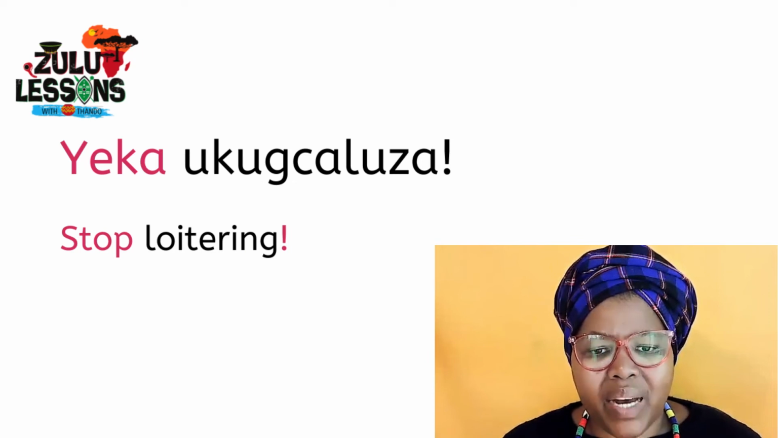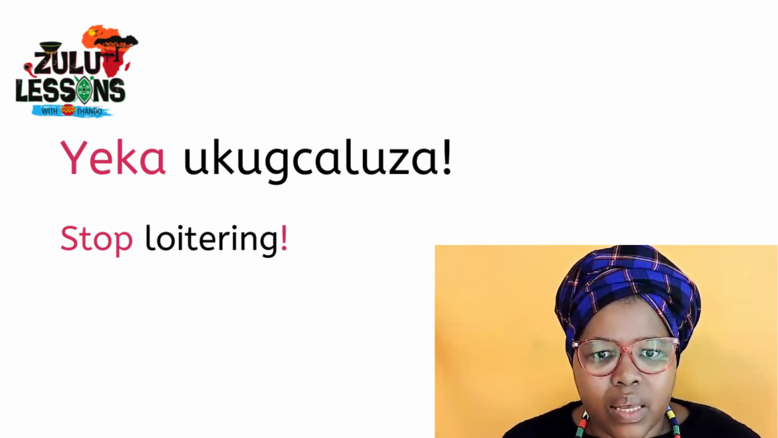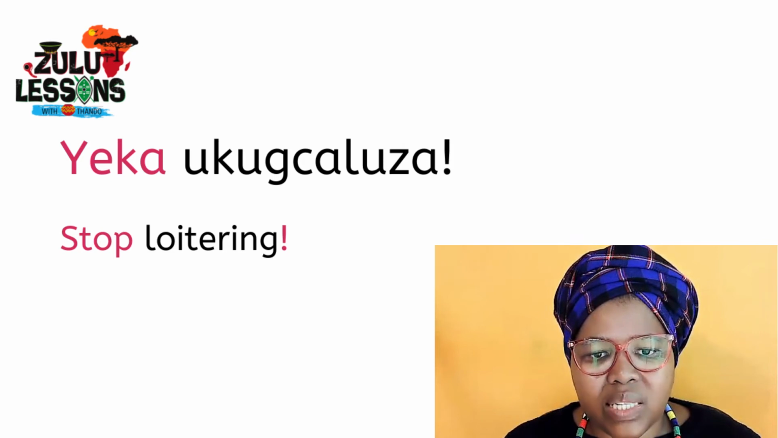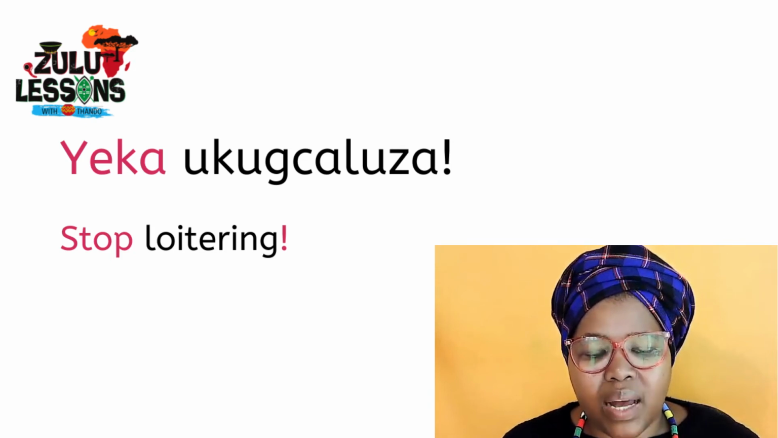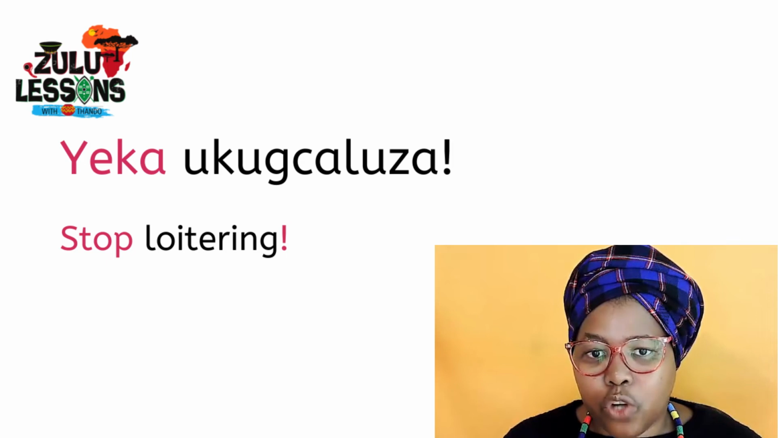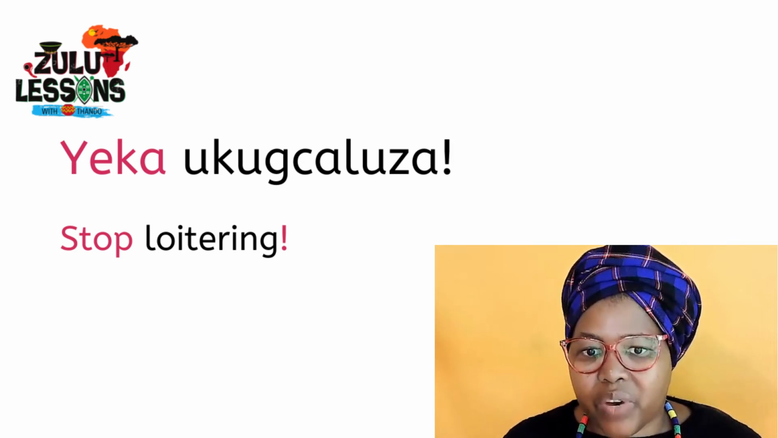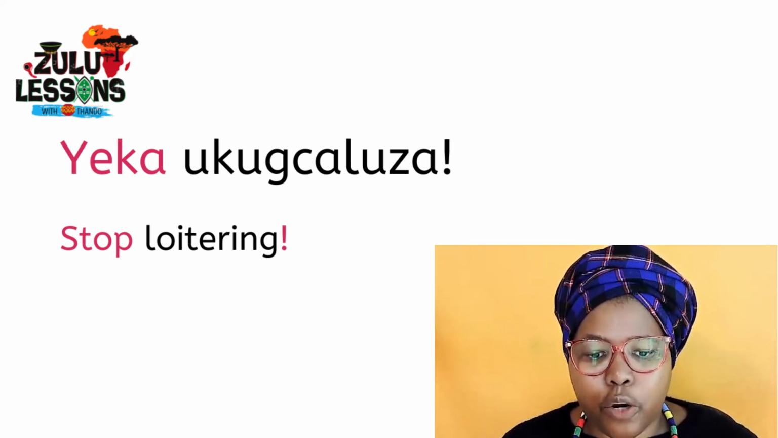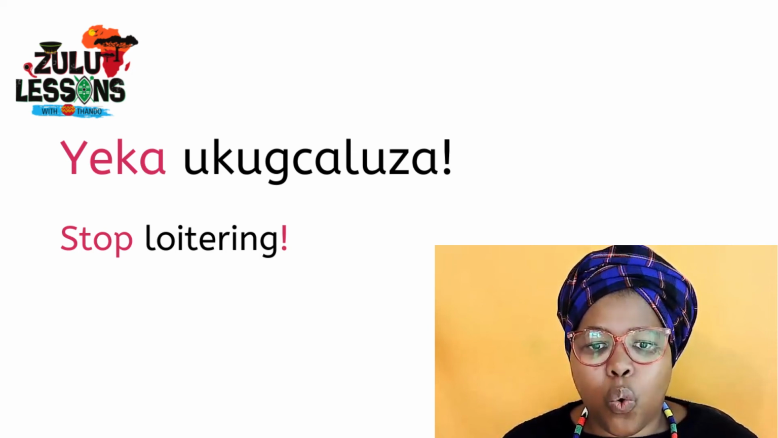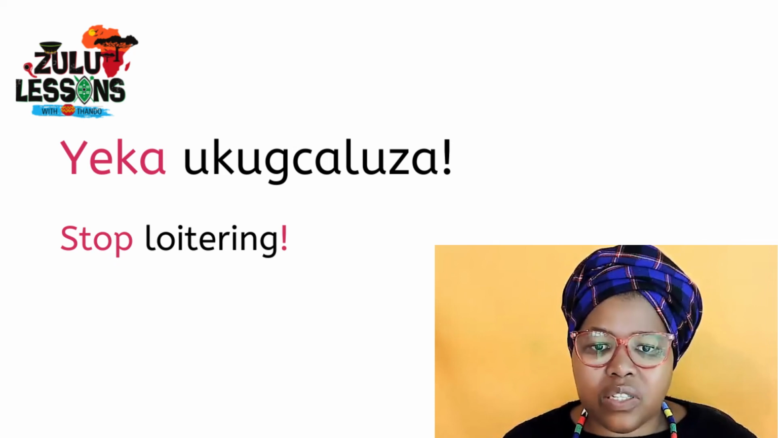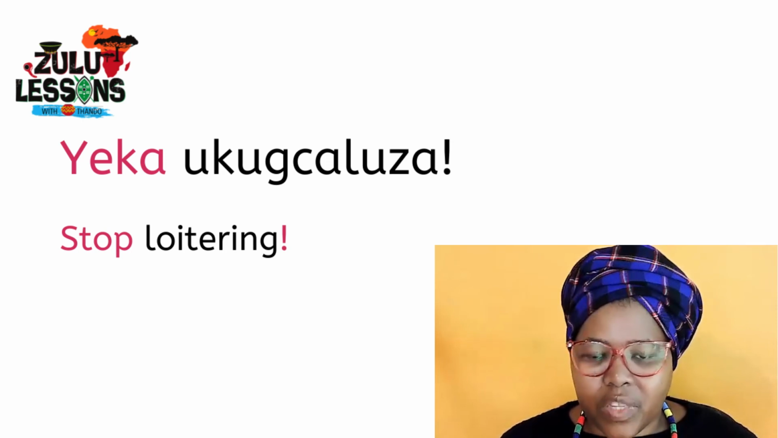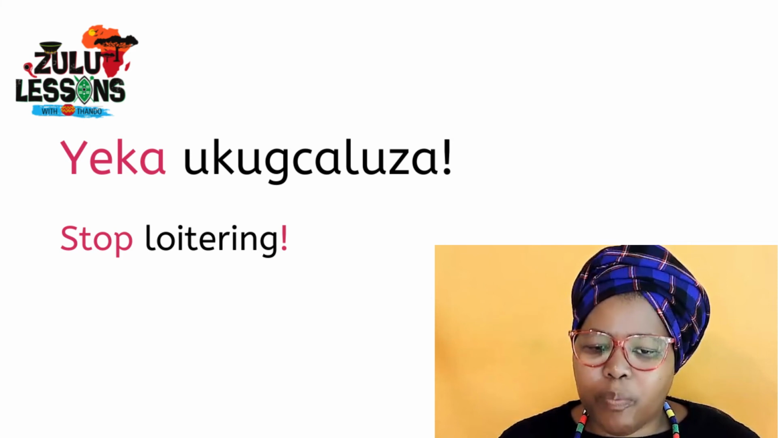Now let's use these two in a sentence. Here I am giving a command. Stop loitering. Yeka ukugcaluza. Did you hear? In English, I didn't say stop to loiter. I said stop loitering. So there is a gerund in English. We put an ing at the end of the verb. So that is what we've done also in isiZulu. Uku before the verb changes this verb now to a noun. Ukugcaluza, loitering. So, yeka ukugcaluza, stop loitering.